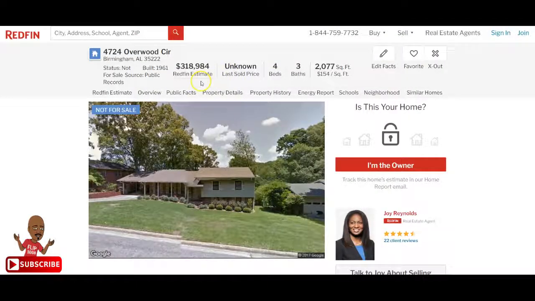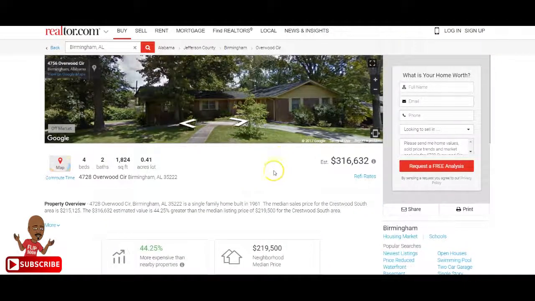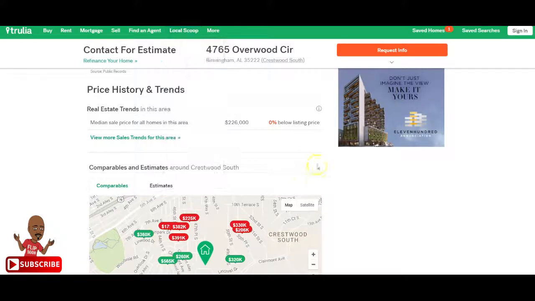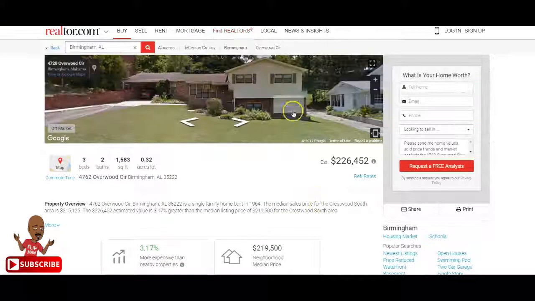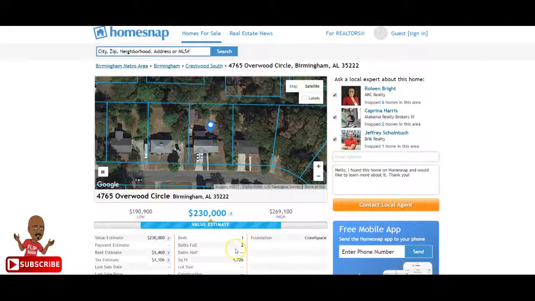Now Redfin goes off the deep end. They say 318. Homes goes off the deep end and says 168. And then Realtor goes off the deep end and says, with the property a few doors down, 316. Okay, so the 316, the 168, and the 318, we're throwing those out. So the 259, the 226, the 226 again, that's Realtor across the street. I put up two properties with Realtor. Movado says 225, and HomeSnap says 230.